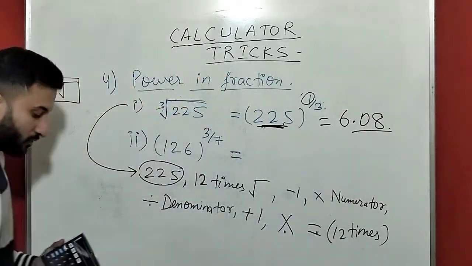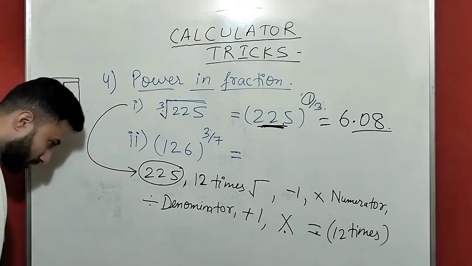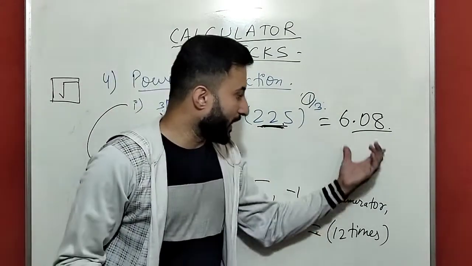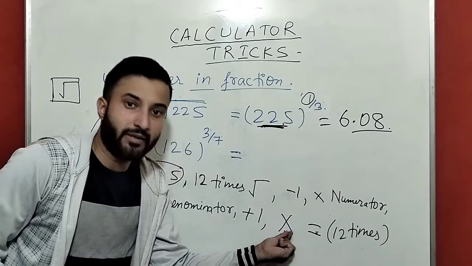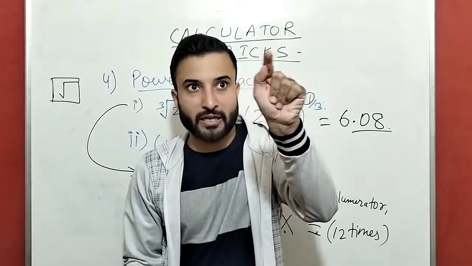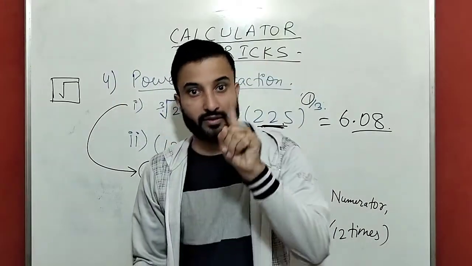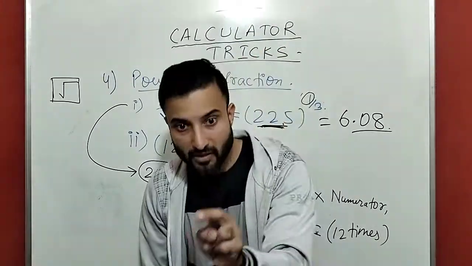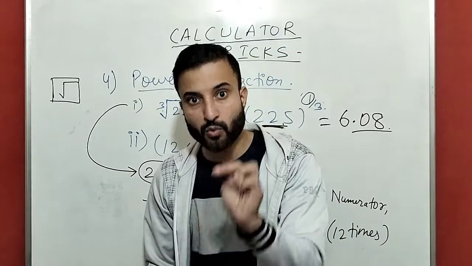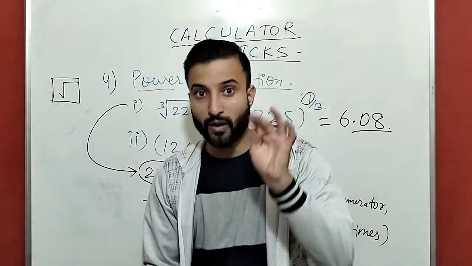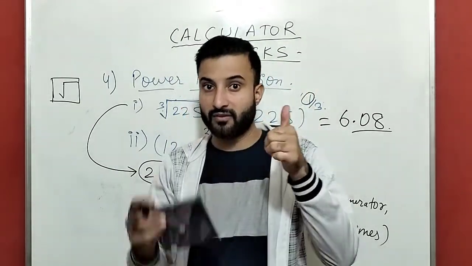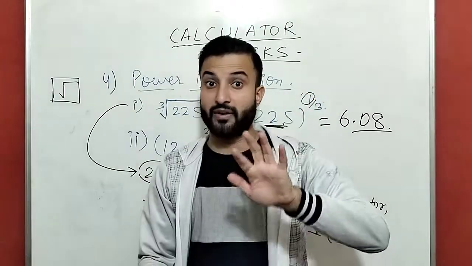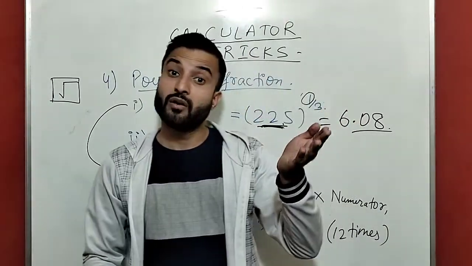6.08. So guys, here what you have to do at last, multiply equal. You will press the multiply sign, you will press the equal sign. That is one time. Then again multiply equal 2 times. Multiply equal 3 times. Then multiply equal 4 times. Then multiply equal 5 times. Then multiply equal 6 times. Then multiply equal 7 times. Like that you have to keep on doing 12 times.